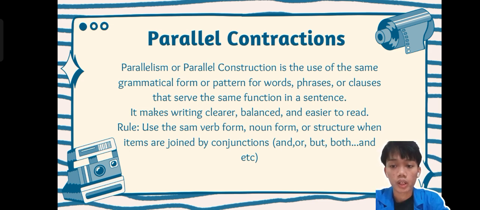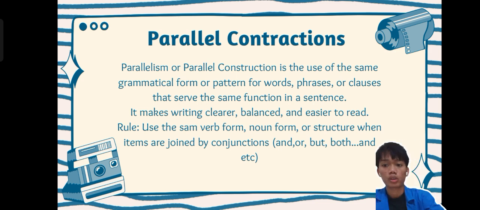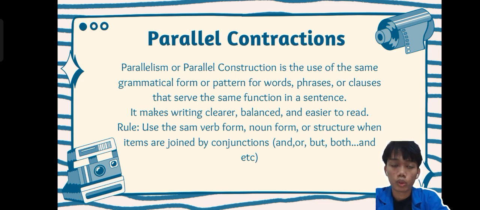The basic rule of parallelism is to maintain the same grammatical structure when ideas are connected by conjunctions such as and, or, but, both, and, or either, or. Keeping the same structure helps your reader follow your meaning easily and prevents confusion. Now let's look at several types of parallelism with examples.